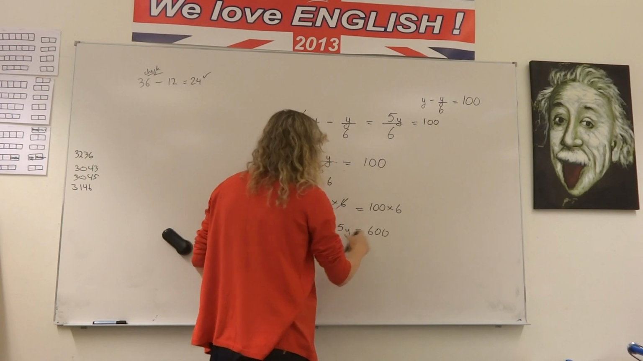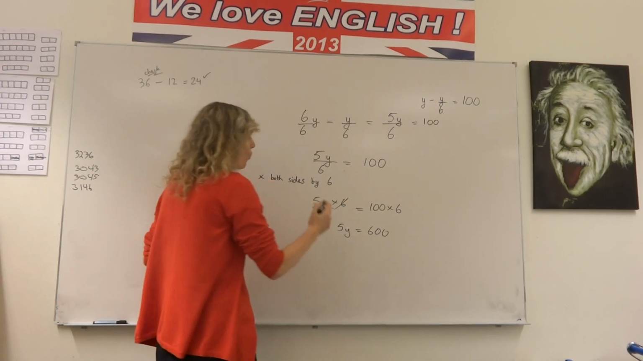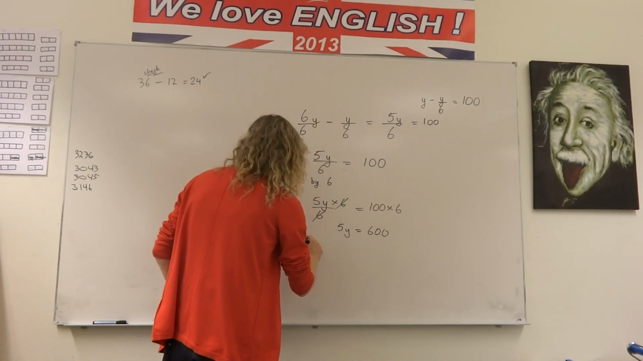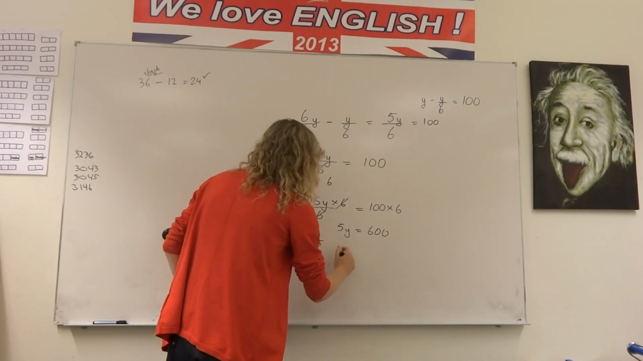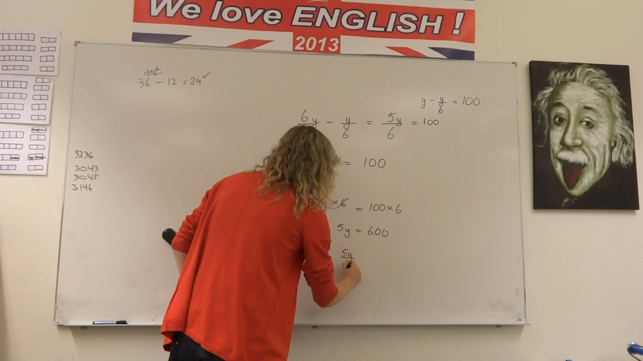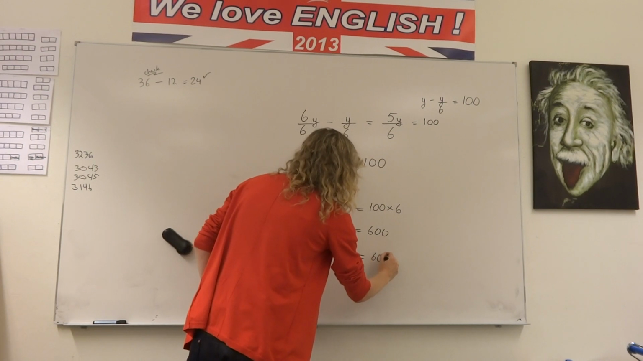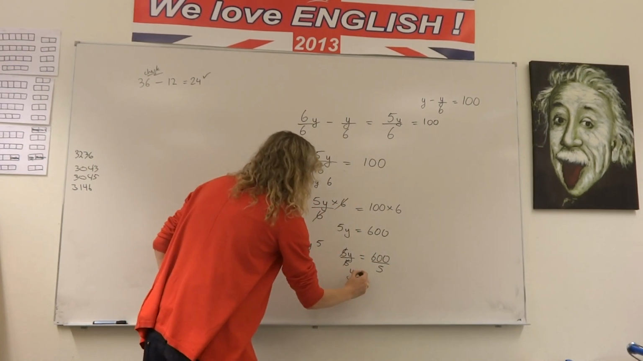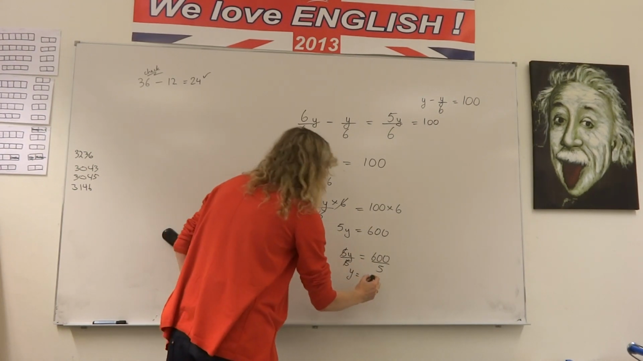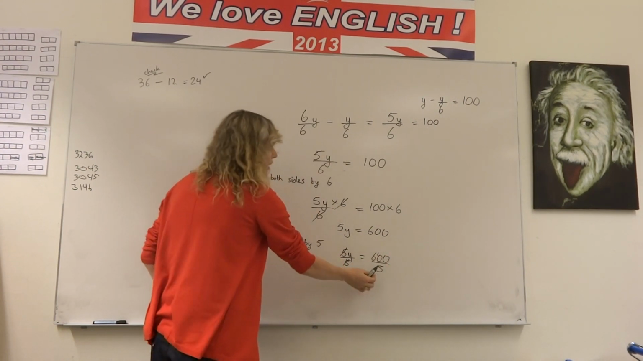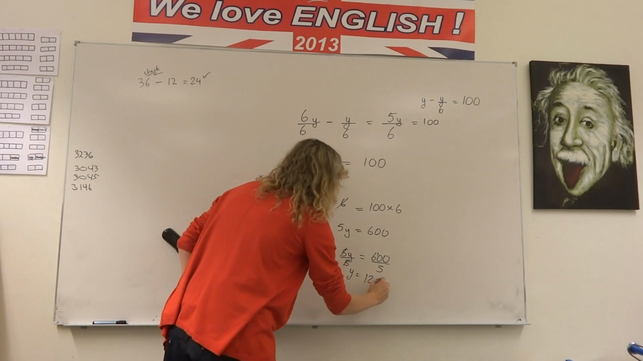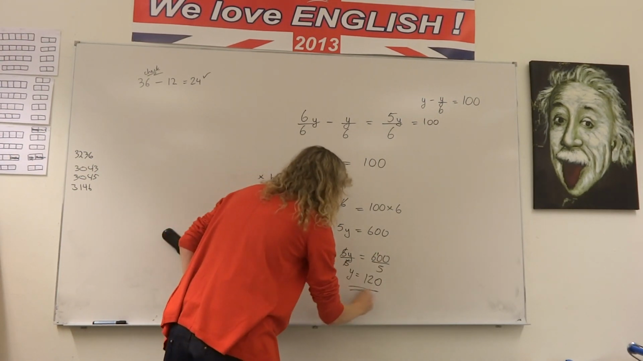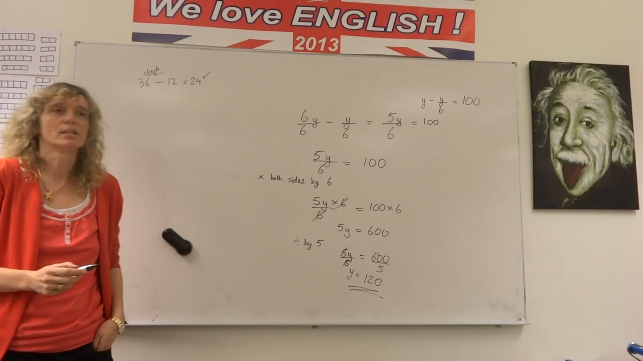If 5 lots of y equals 600, to get 1 lot of y, divide both sides by 5. We get 5y divided by 5 equals 600 divided by 5. This gives us what 1 lot of y equals. 5's into 6 go 1 time, 1 left over. 5's into 10 go 2 times, and a 0. So we end up with 120.